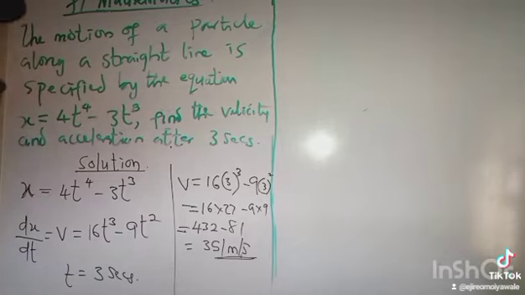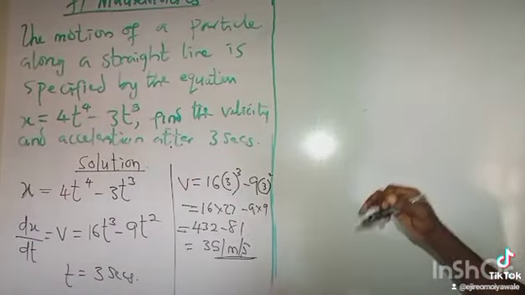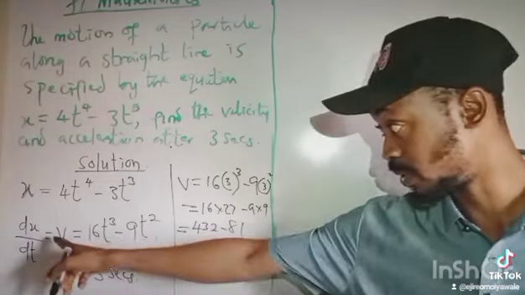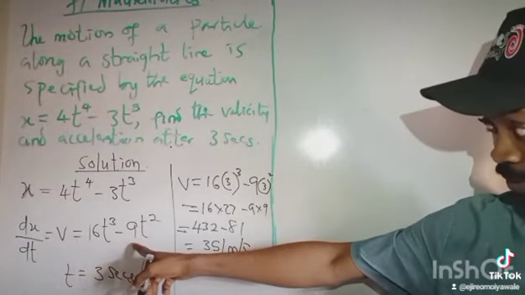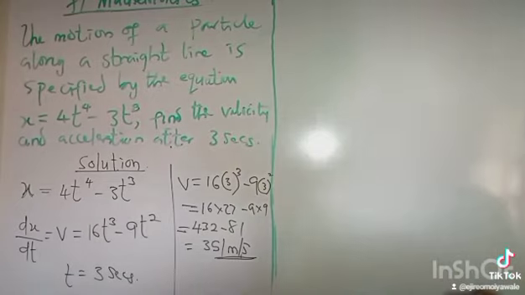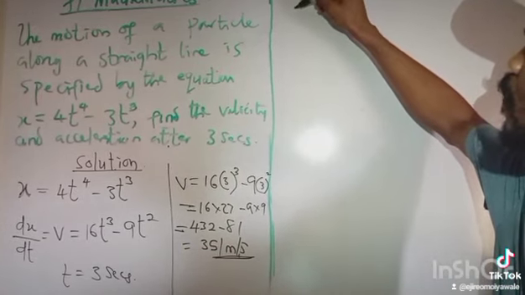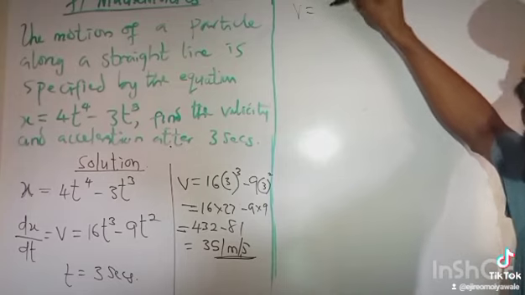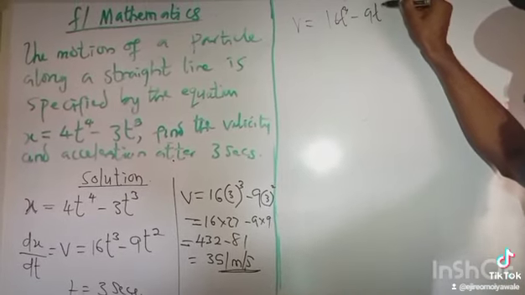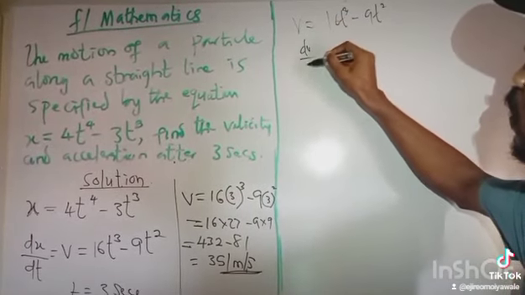Then number 2, we are looking for acceleration. Like we said, we can just choose to differentiate velocity to get acceleration. This is the expression for velocity, 16t^3 minus 9t^2. Or we can decide to differentiate x twice. So I'm going to differentiate velocity. Recalling that velocity equals 16t^3 minus 9t^2, we differentiate that with respect to time, dv/dt, as acceleration.